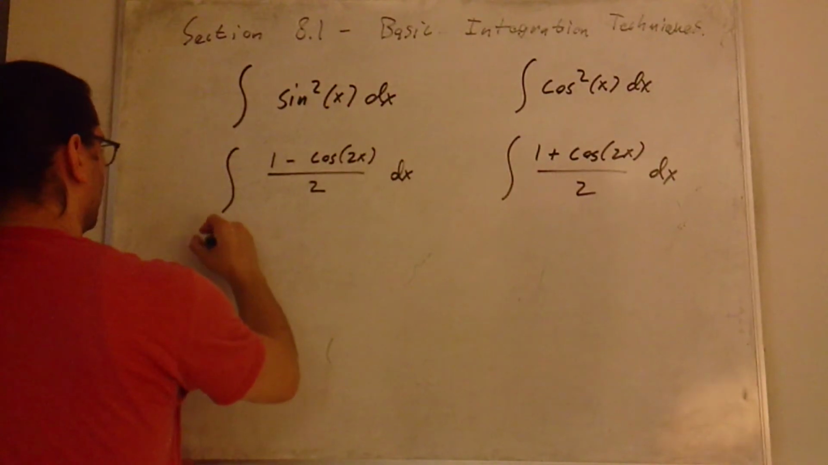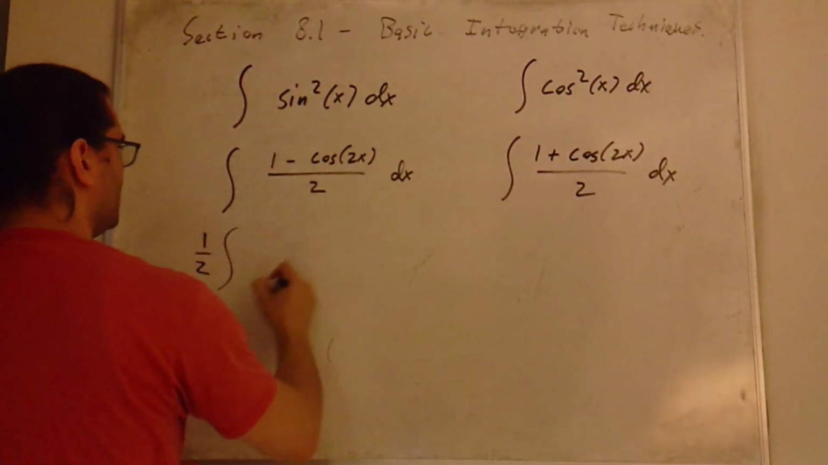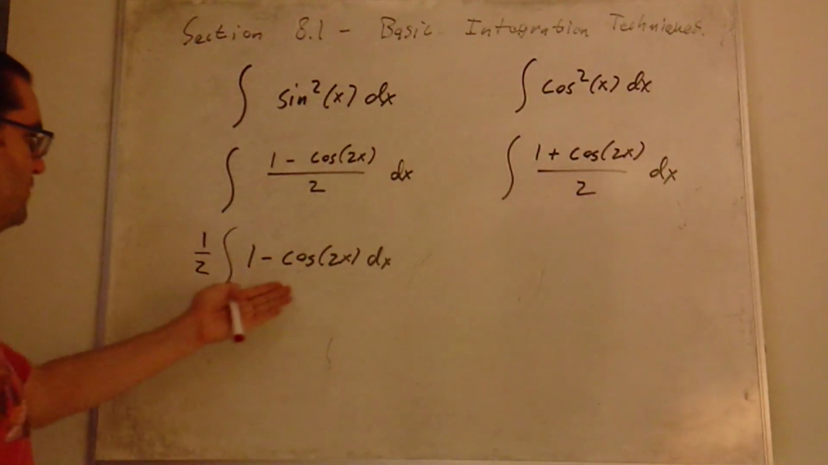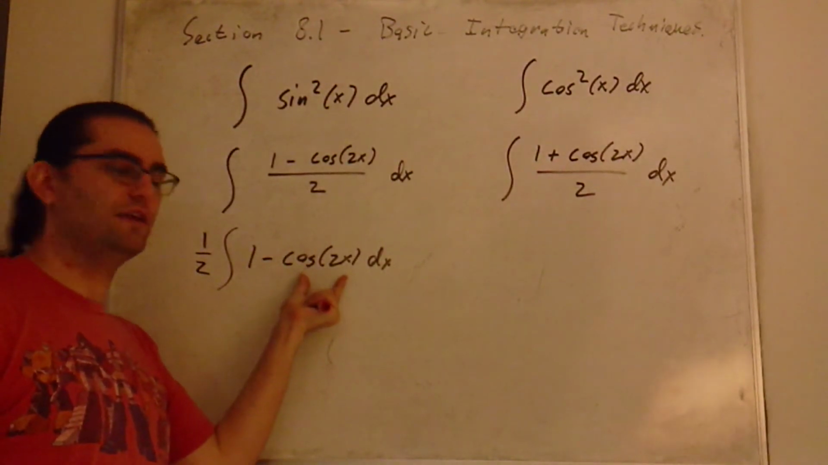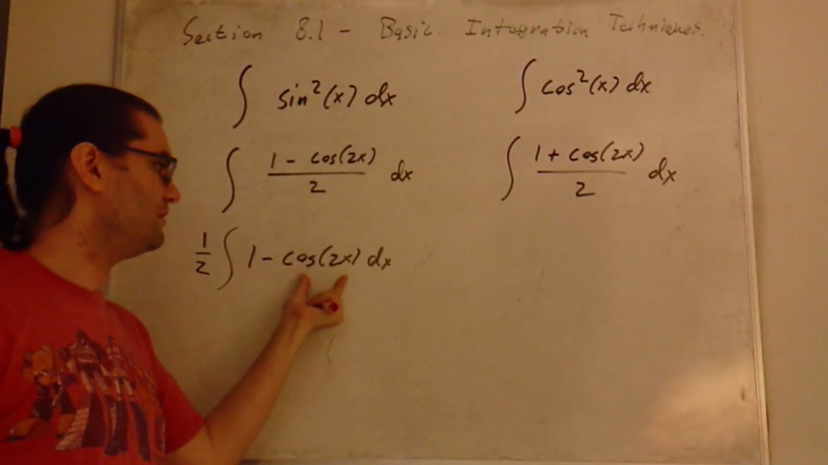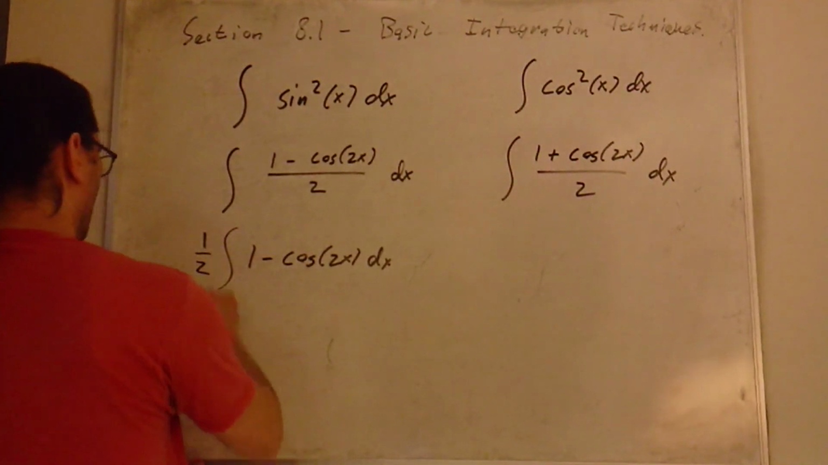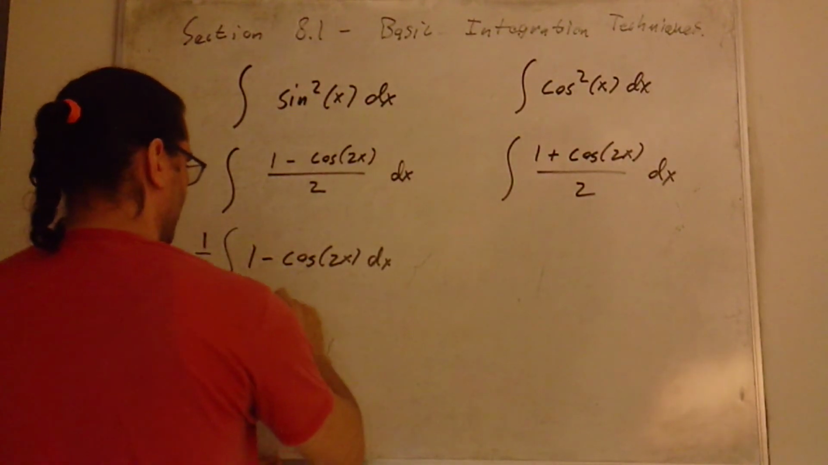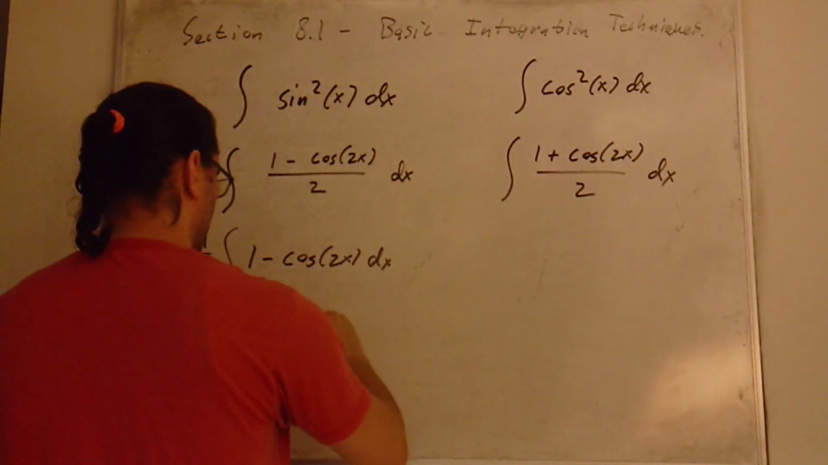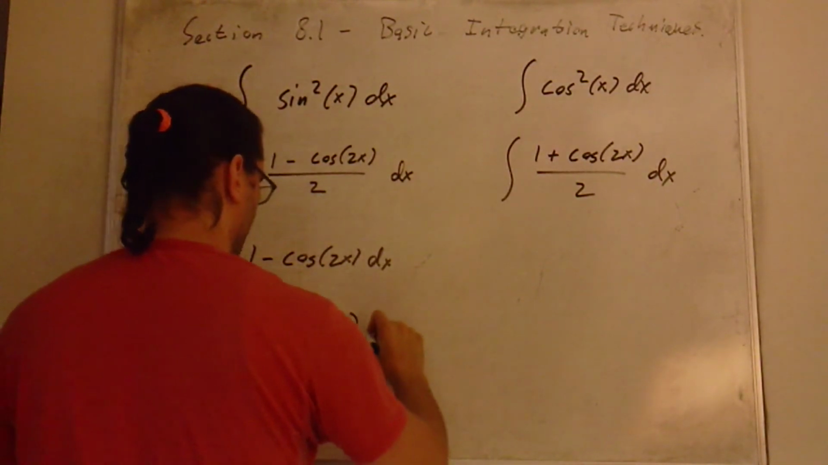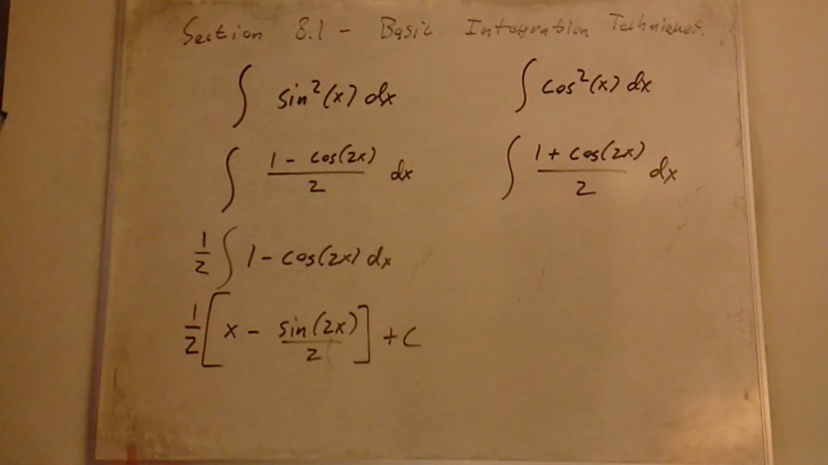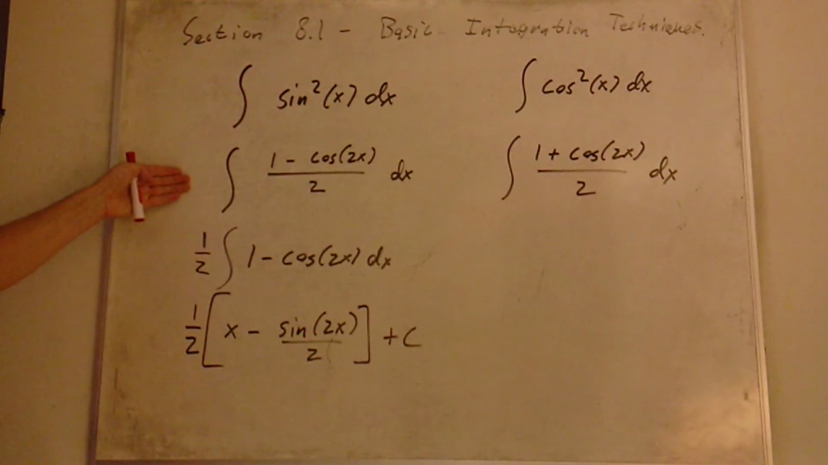So we can pull this 1/2 outside. So we just have the integral of 1 minus the cosine of 2x dx. And now we get to put our linear substitution go-fast training to use. 1/2 from the outside will stay there. The integral of 1 is x. The integral of negative cosine 2x is minus the sine of 2x over 2. And we'll toss a c at the end of that. So this is the integral of sine squared using the half angle formula for sine.